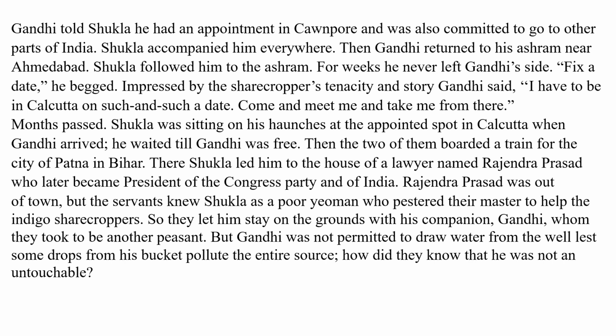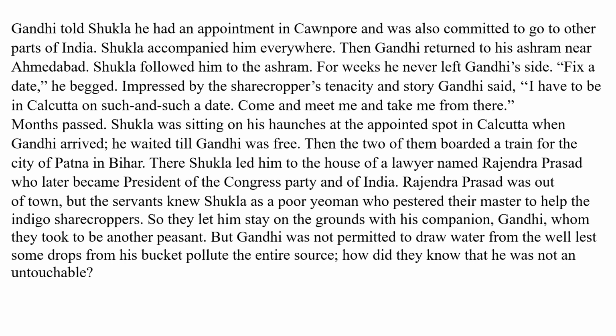Gandhiji showed his inability. He said that he had so many engagements, but Rajkumar Shukla did not lose hope. He followed Gandhi everywhere and finally followed him to the ashram in Ahmedabad, that is, Sabarmati Ashram. Gandhiji was very much impressed by that tenacity, that determination, and he was moved by the story. He promised Rajkumar Shukla that on a certain date he would be in Calcutta, and asked him to meet him there, and once he was free he would accompany him to Bihar. Many months passed, and when Gandhi finally reached Calcutta, Rajkumar Shukla was already waiting for him. And once his work was over, both of them started for Bihar.